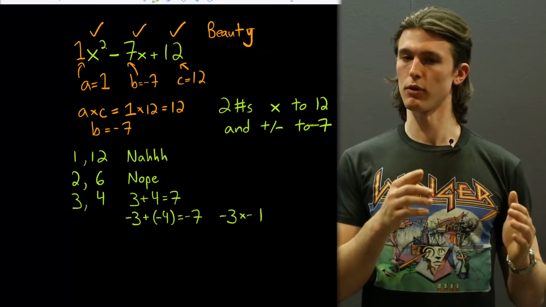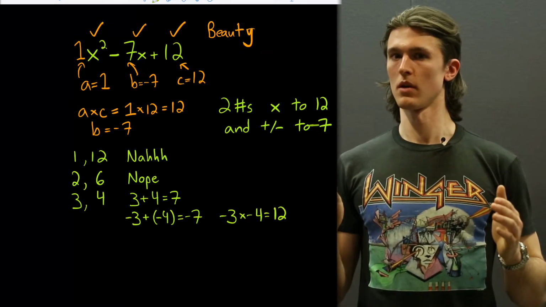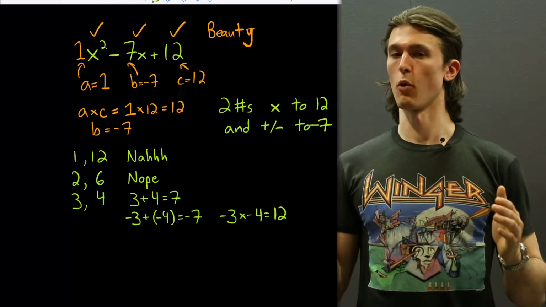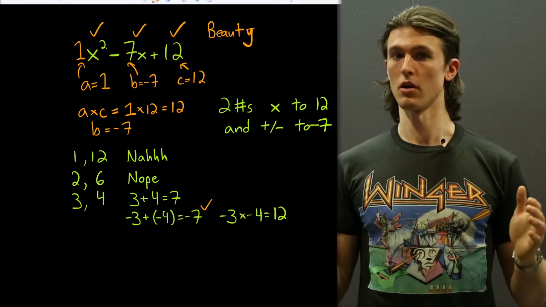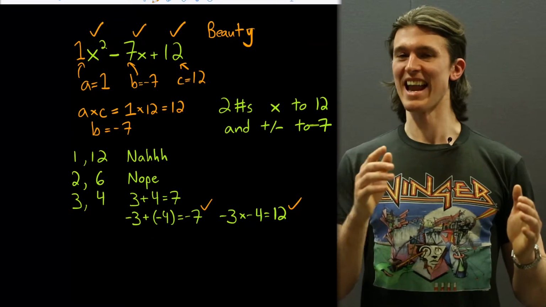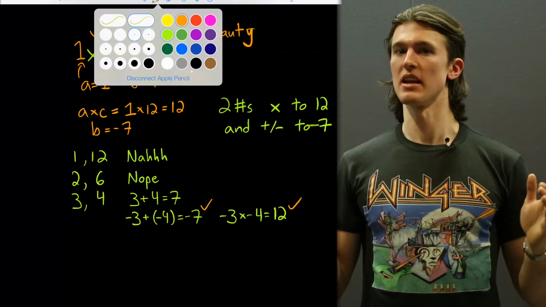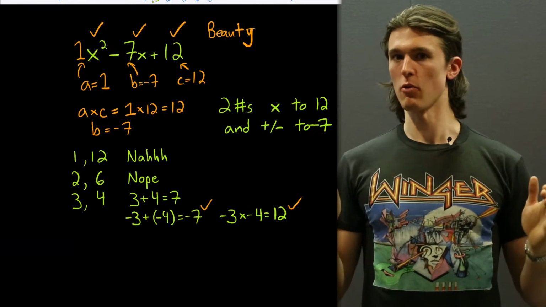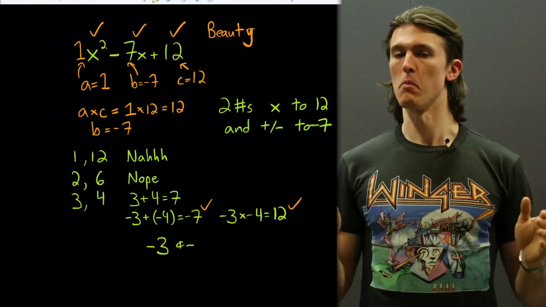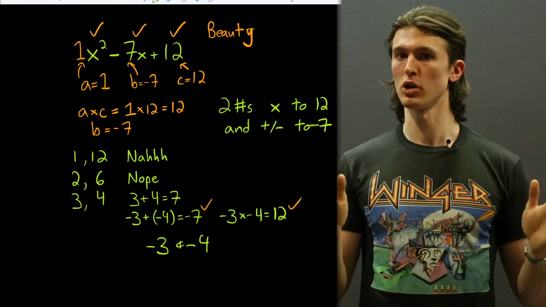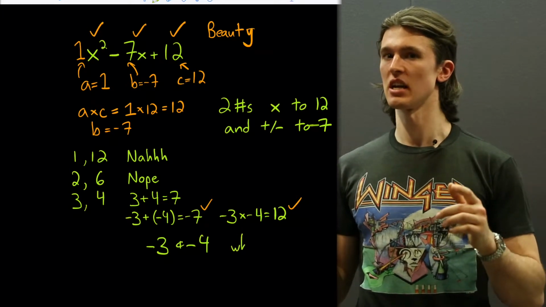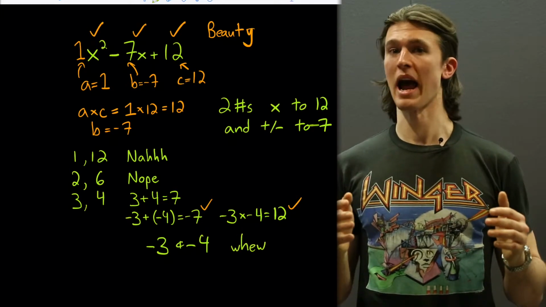So I look at negative 3 and negative 4. Negative 3 times negative 4 gives me positive 12. That's exactly what I'm looking for. And negative 3 plus negative 4 gives me negative 7. So right away, I now have my two numbers that multiply to the product of AC and add or subtract to B.